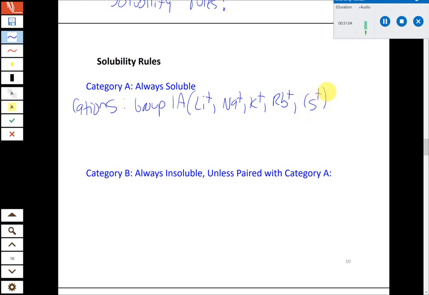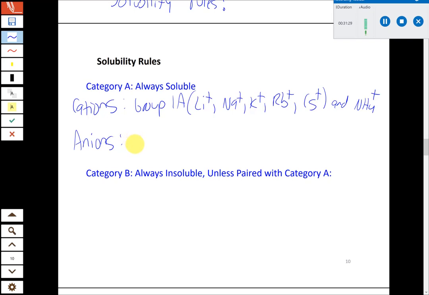And then the other one that behaves this way, which is not as obvious, is a polyatomic cation, ammonium, NH4+. All right, so if one of these is the cation in your ionic compound, it will be soluble no matter what the anion is. And then similarly, we have some anions that behave the same way. If one of these anions is in your compound, then it will be soluble no matter what the cation is.